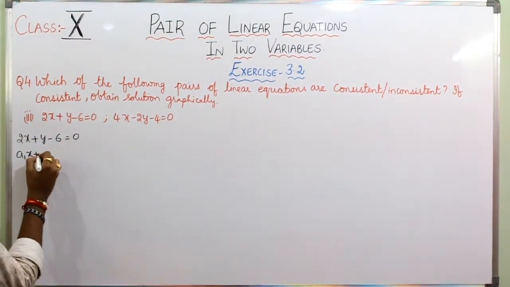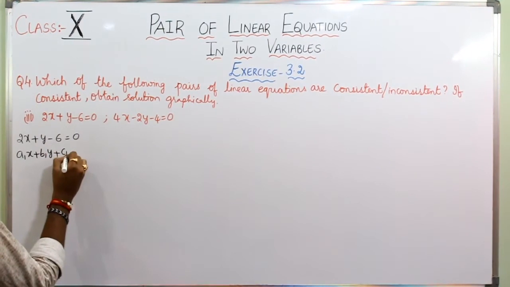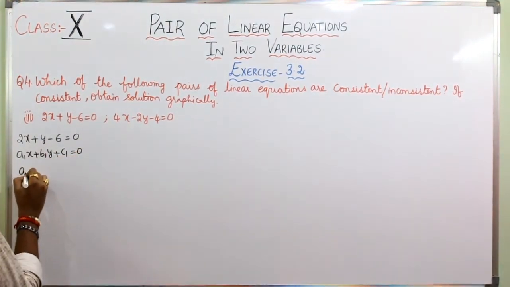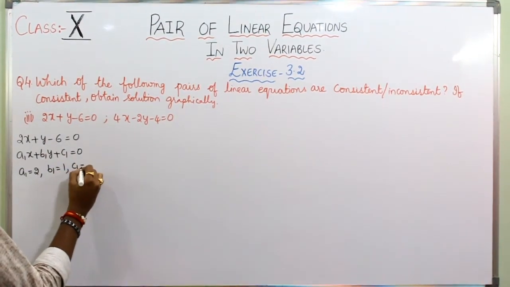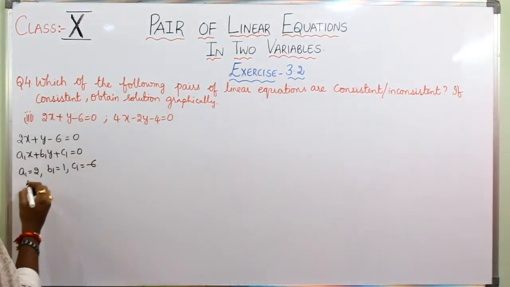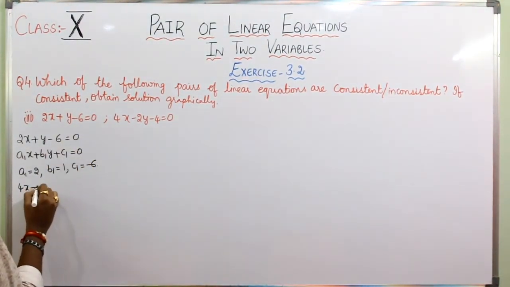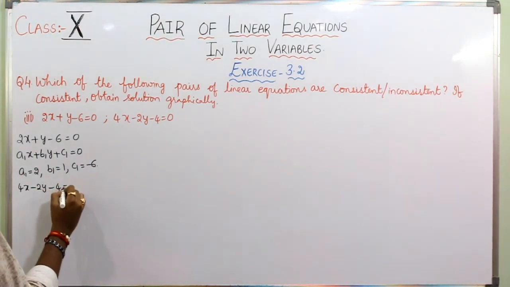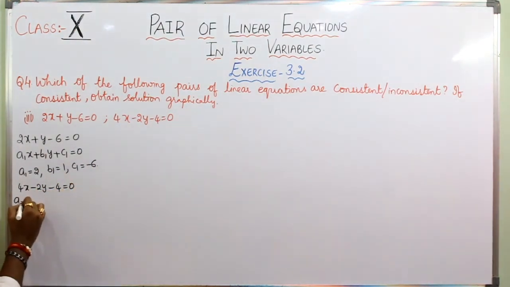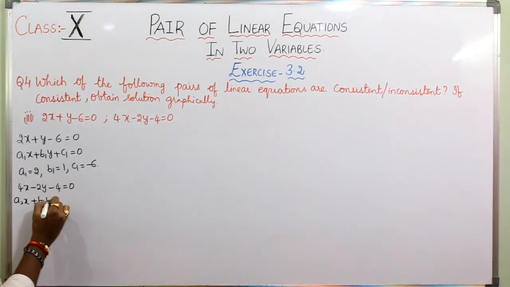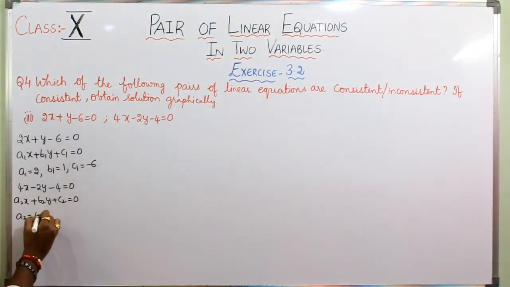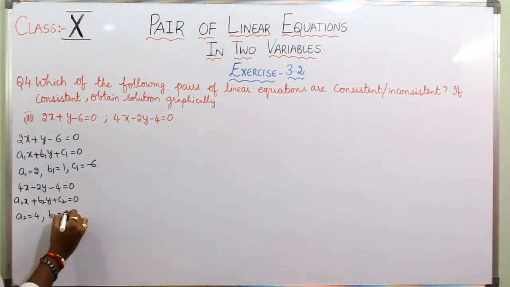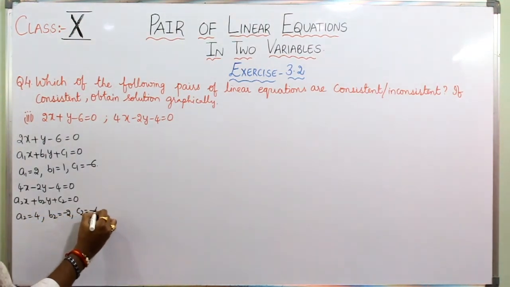Compare it with a1x plus b1y plus c1 is equal to 0. We will get a1 is equal to 2, b1 is equal to 1 and c1 is equal to minus 6. Now consider the second equation, 4x minus 2y minus 4 is equal to 0. Compare it with a2x plus b2y plus c2 is equal to 0. Then you will get a2 is equal to 4, b2 is equal to minus 2 and c2 is equal to minus 4.